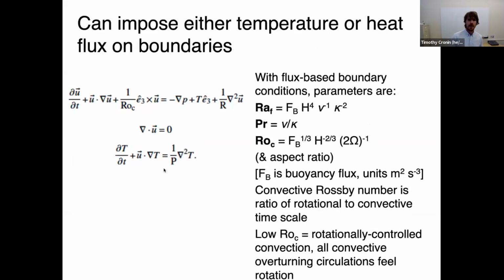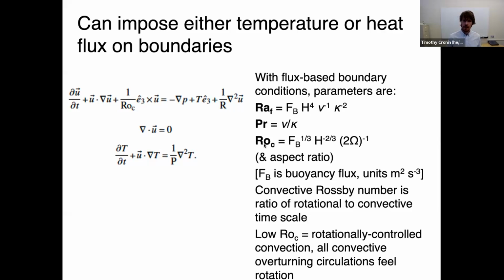And with flux-based boundary conditions, the parameters change a little bit. You end up with a flux Rayleigh number that's proportional to the buoyancy flux that you're putting through the layer, which is a metric of both the heat flux and how much buoyancy the fluid carries per unit heat carried. The fourth power of the layer depth, and then inversely as the kinematic viscosity and the thermal diffusivity squared. So that becomes the measure of how strongly convection is driven, the flux Rayleigh number. The Prandtl number is the same.